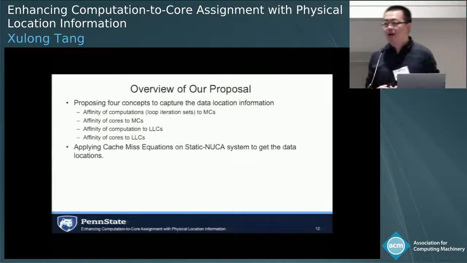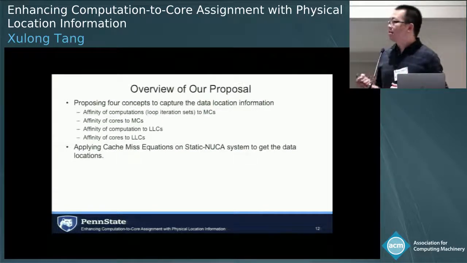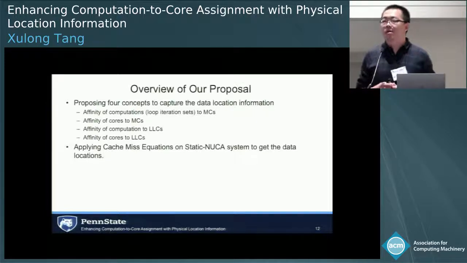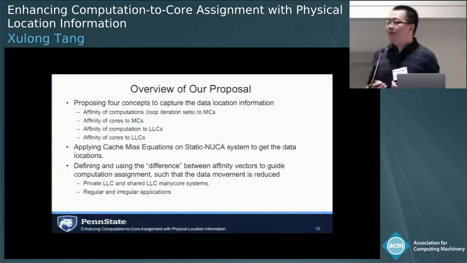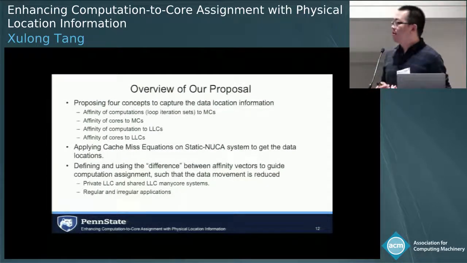For the second question, how do we get this data location information at compile time? We apply the cache miss equations, which are very famous in the compiler area, to the loop nests in the application, and apply them on the static nucleus system to get the data location information. We also modify the operating system page allocation API to make sure that the last level cache bank bits and memory controller bank bits are preserved between the virtual address to physical address translation. With these affinity vectors in hand, we define and use the difference between affinity vectors to get the computation assignment, such that the data movement is effectively reduced.